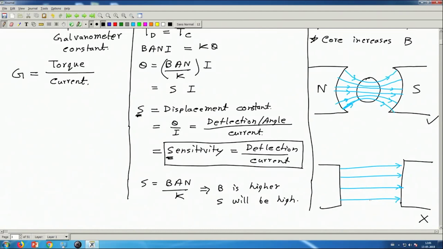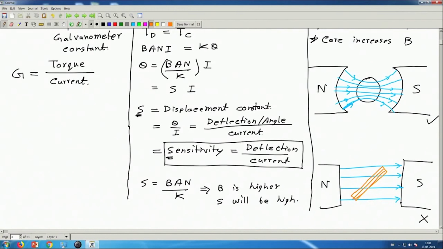Now, if we have this situation where the poles are flat and we do not have any core, then you see we will have a small problem. Suppose this is my coil, which is now at this angle.